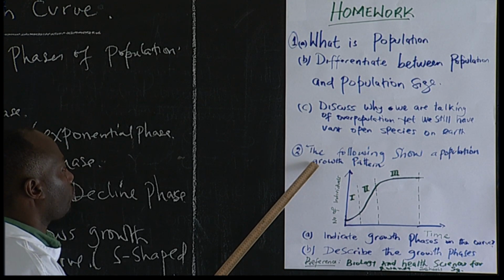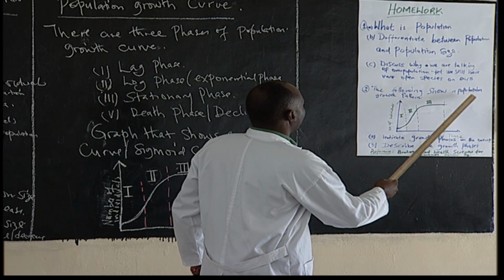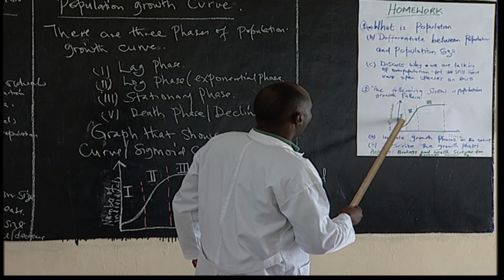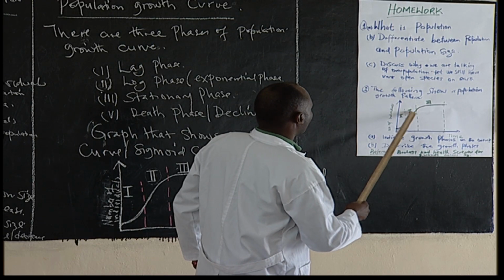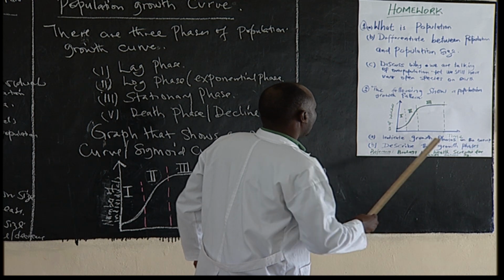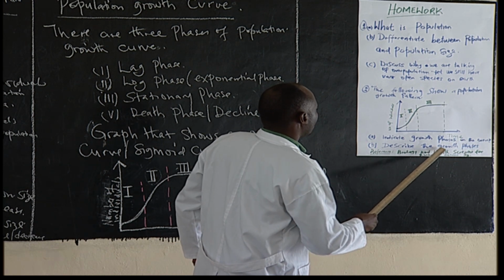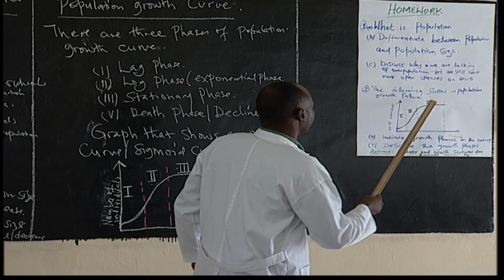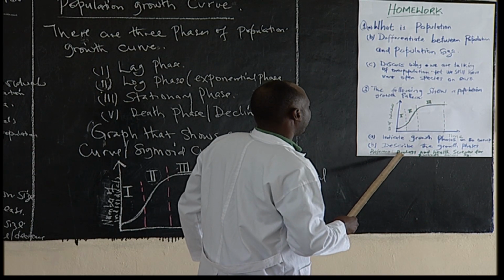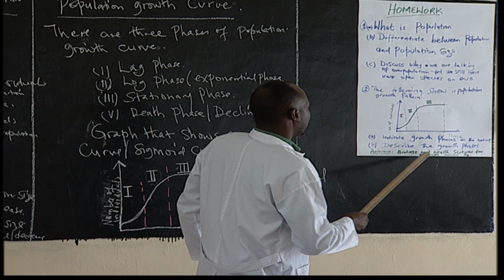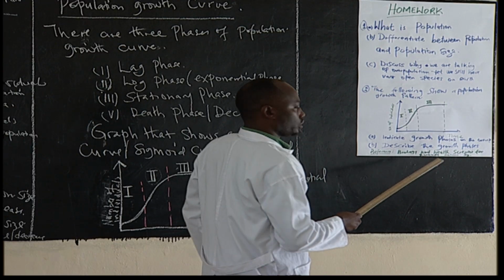Number 2, the following shows a population growth curve. These are the number of individuals. We have phase 1, phase 2, and phase 3. Indicate the growth phases on the curve. Lastly, describe the growth phases: phase 1, phase 2, and phase 3. And here I am leaving you a reference book where you can get that information: Biology and Health Science for Rwanda Secondary School, Senior 3 book.